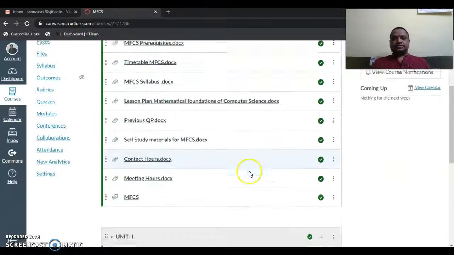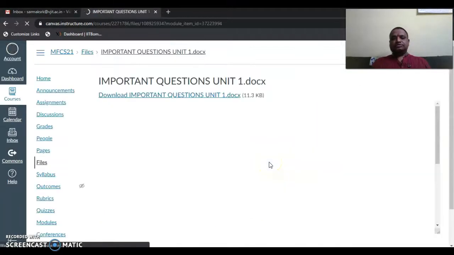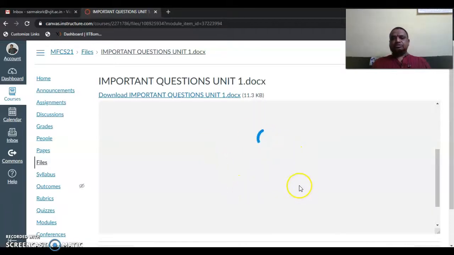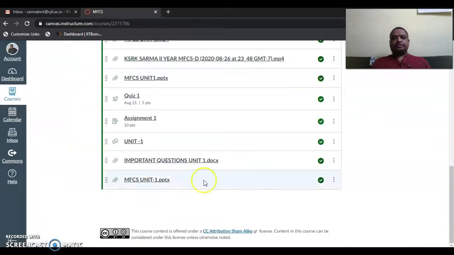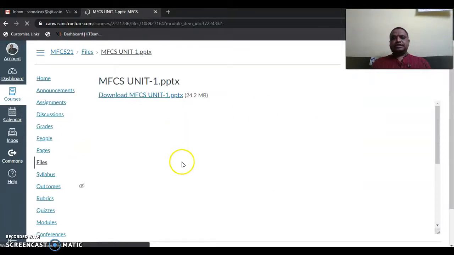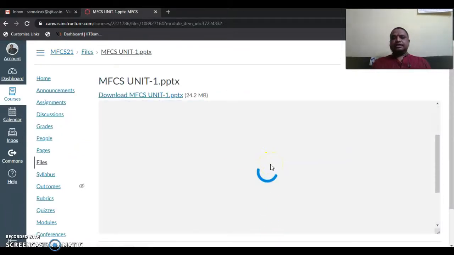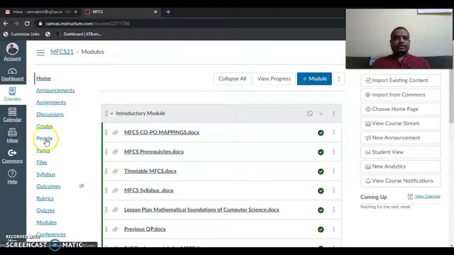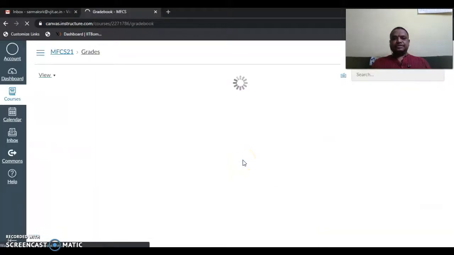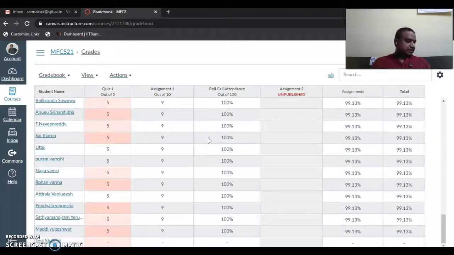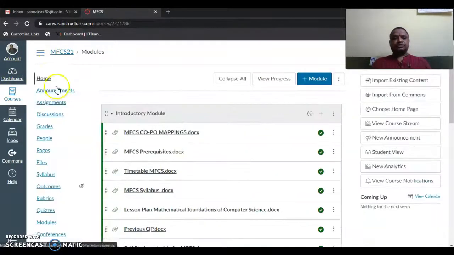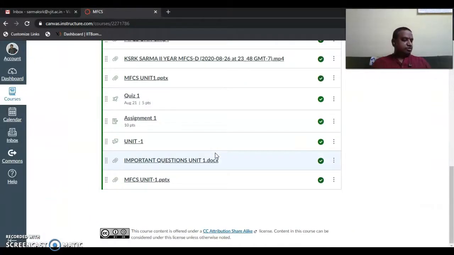Some important questions I have given to them, so they can see how the questions will be coming from unit 1 and all those things. Later, I have once again given the total unit as a single PPT, so they can have a glance at unit 1 and read it. So like this I have done. Coming to the grades, I have given the grades for the quizzes and the assignments. Most of the students have got their grades. I have also given one discussion forum for the students, so they can read it and understand.